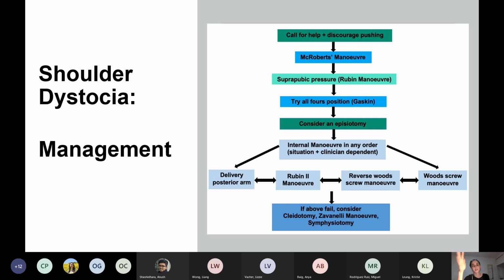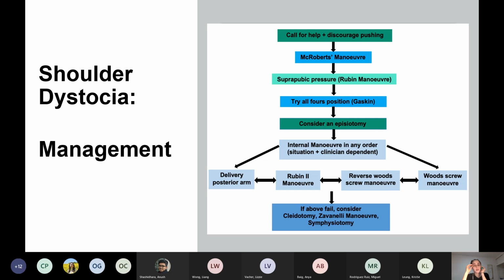So you need to know about McRoberts manoeuvre and suprapubic pressure. Then you can deliver the posterior arm, you can do a Rubin 2 manoeuvre, you can do a reverse wood screw manoeuvre, or you can do the wood screw manoeuvre. These are just a combination of sticking your fingers into the vagina and pushing the shoulder different ways and that kind of thing, and trying to twist the baby.